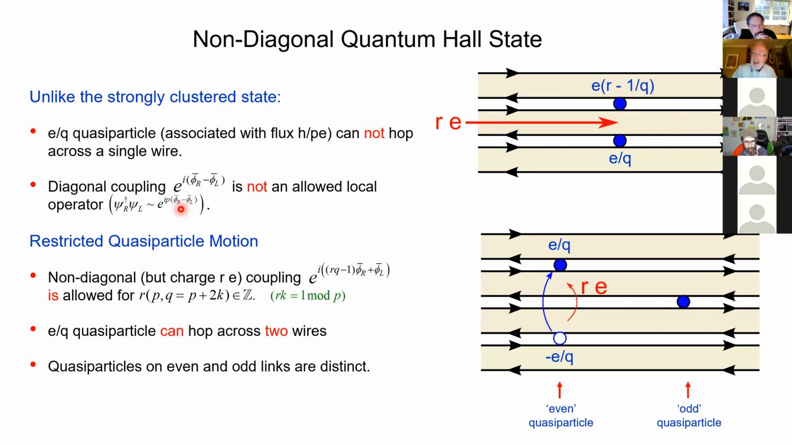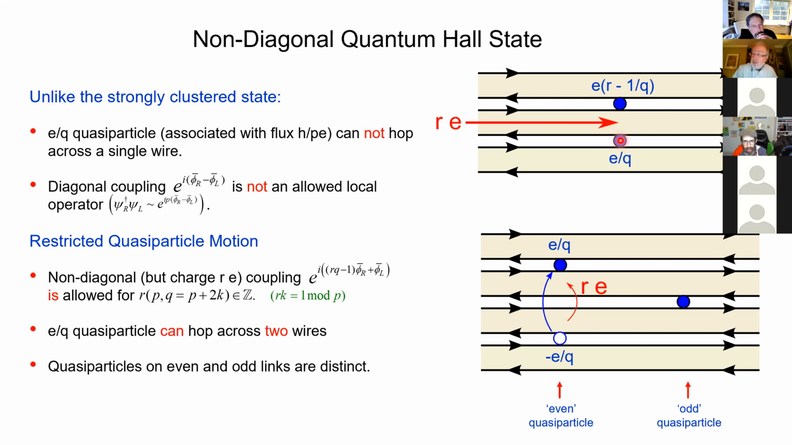Okay, and that makes sense because this is like tunneling an H over E, which is allowed, which is local, no matter what. Okay, and so this means that you can't just move the quasi-particles around in the same way. Okay, so there's a difference.